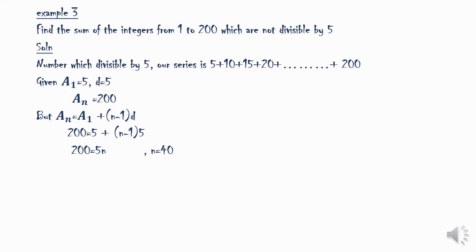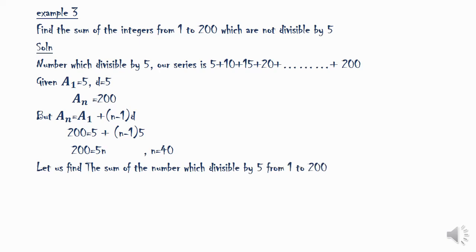Temu ambazo zinagawanyika kwa 5 ambazo zipo kati ya 1 hadi 200 ni 40 kama unavyoiona hapo. Kwa hiyo tushazijua kwamba ziko 40. Kwa hiyo hapa tutafute sasa sum ya hizo temu 40 ambazo zipo. Let us find the sum of the numbers which are divisible by 5 from 1 to 200. We know that the number of terms which are divisible by 5 is 40.